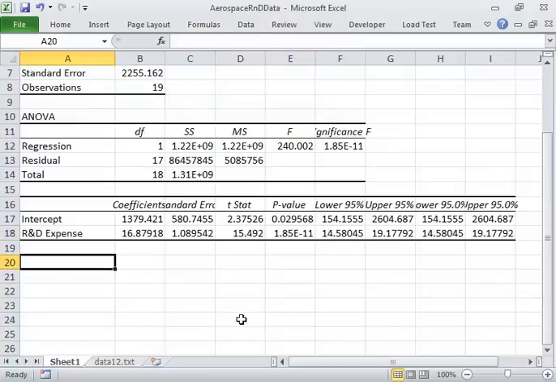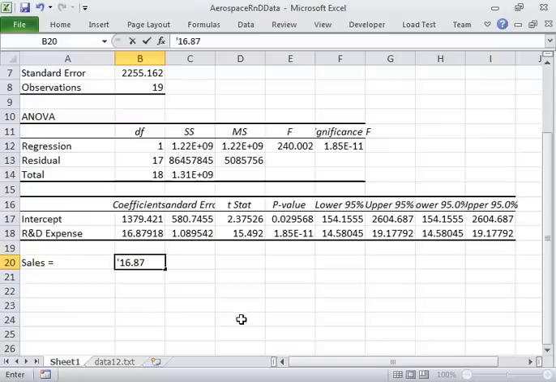So my equation is going to look something like this. Sales will be equal to 16.879 times R&D plus 1379.421. That's my equation.